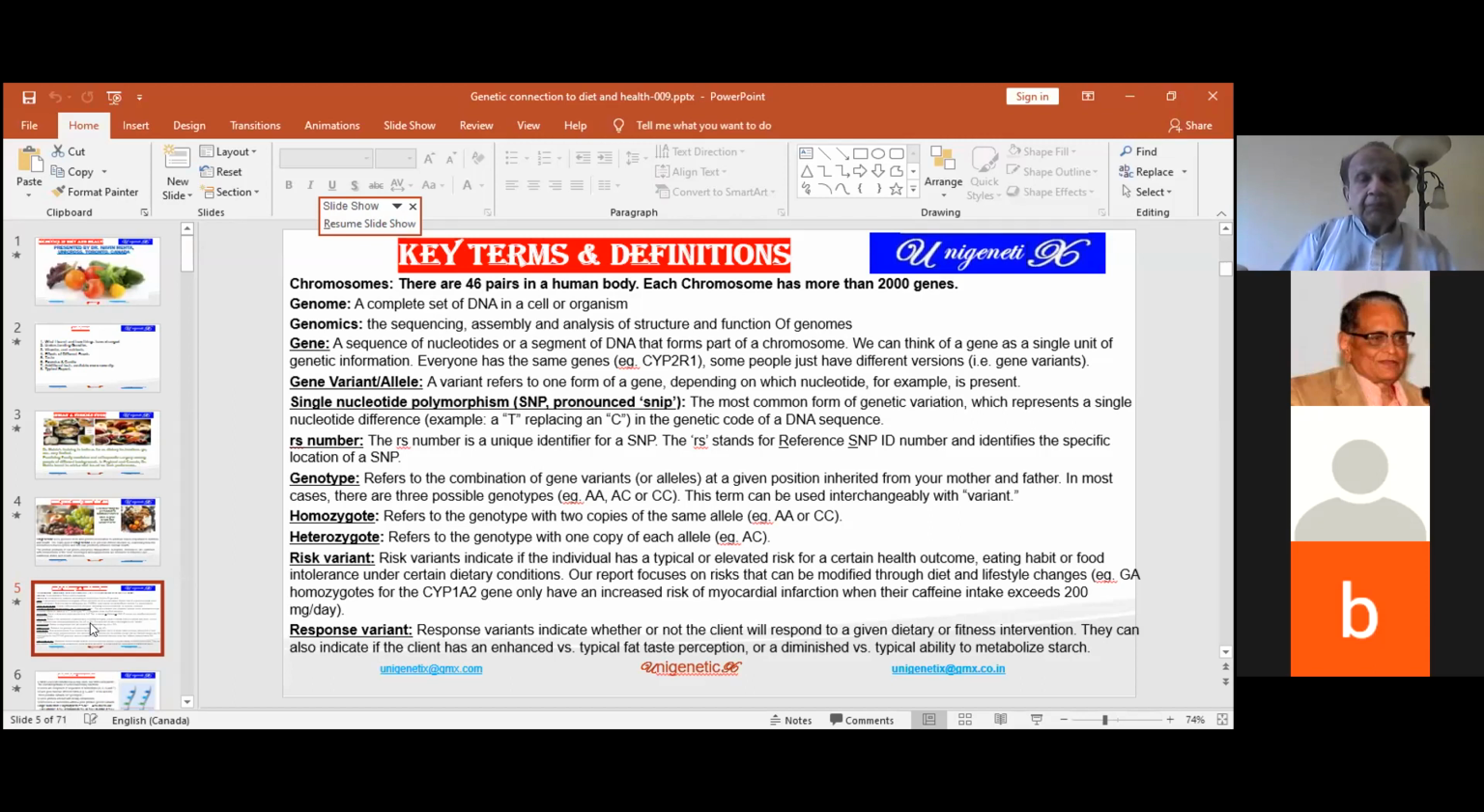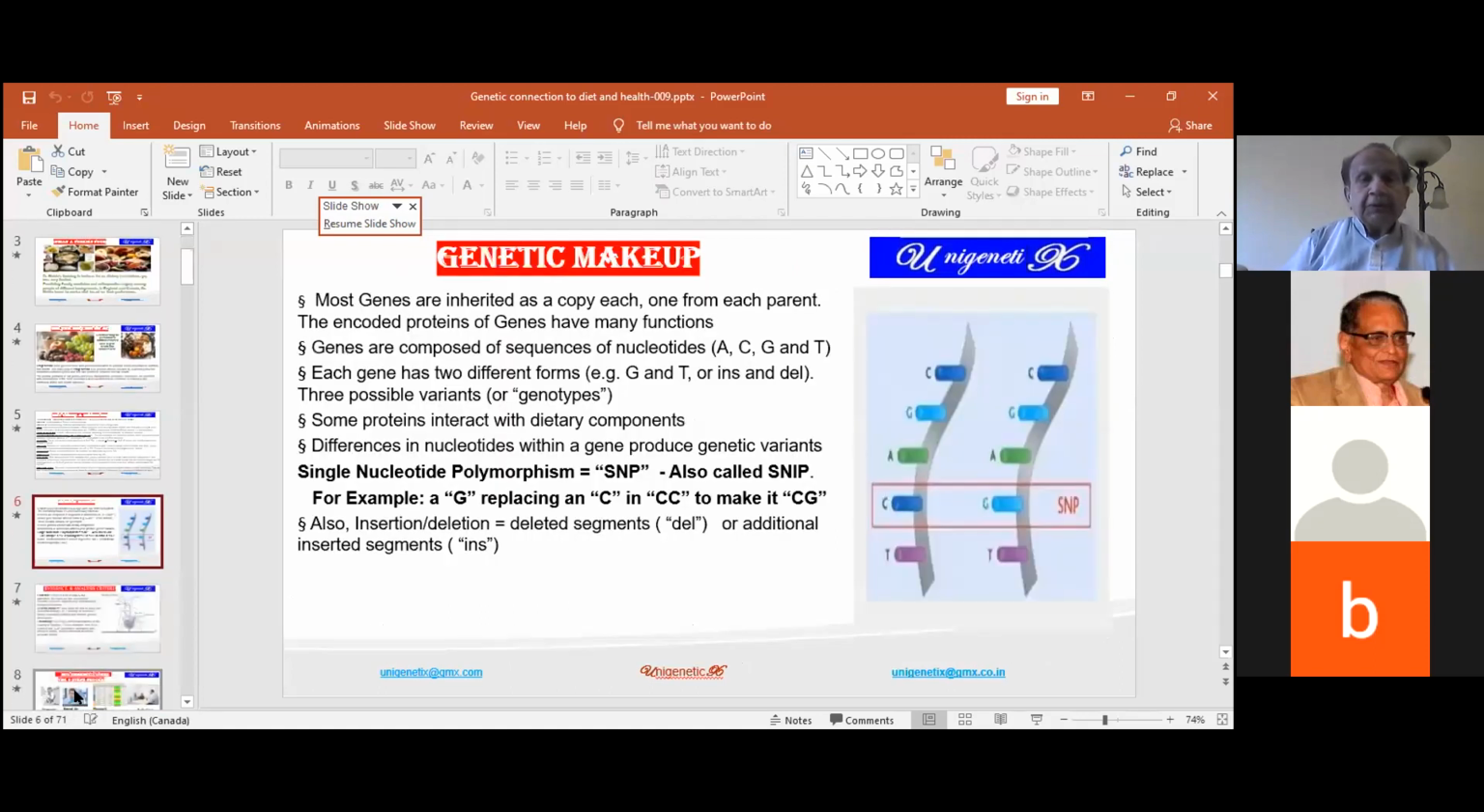AC is heterozygote. Risk variant indicates whether the individual is at typical or elevated risk for a certain health outcome, depending upon the tolerance under certain dietary conditions. Response variant indicates whether or not the client will respond to a given dietary or fitness product. So these are the terms I'll be using, and as we go along, we'll know more about it.